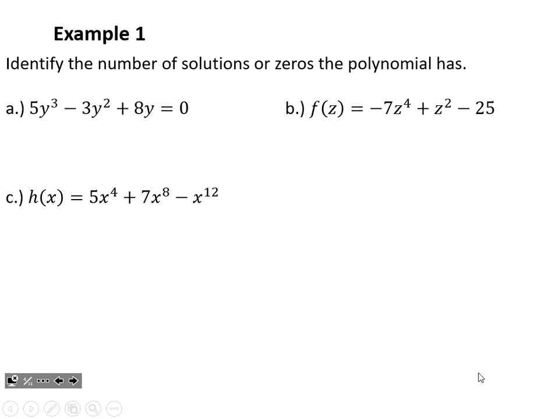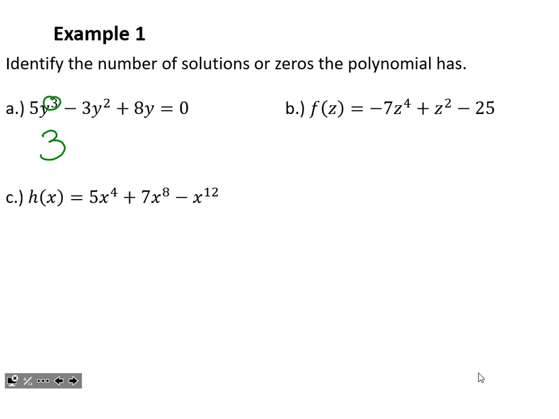So for letter A, we've got 5y to the third minus 3y squared plus 8y equals 0. All I'm concerned with is the highest power I see on my variable. That is a degree 3, third degree polynomial. It has 3 solutions, or 3 zeros.